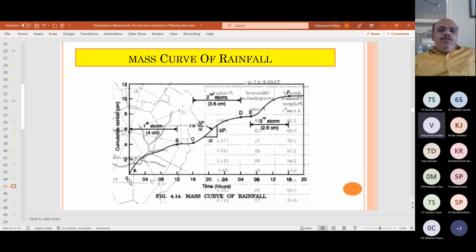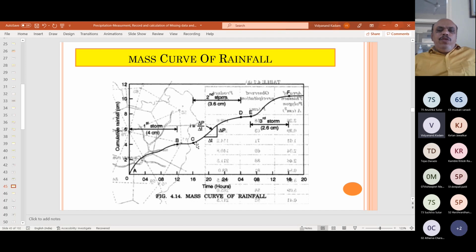Now see, what is the total duration? 0 to 24. This is 1 day and this is 1 more day. So we can find out the total rainfall for a day from 0 to 24 hours. Not only the total rainfall, but we can also find out the intensity of rainfall.